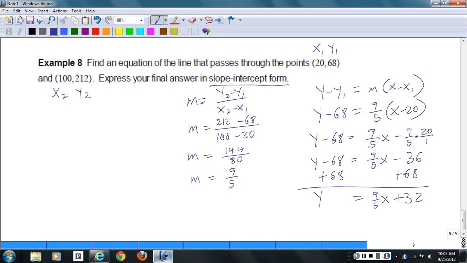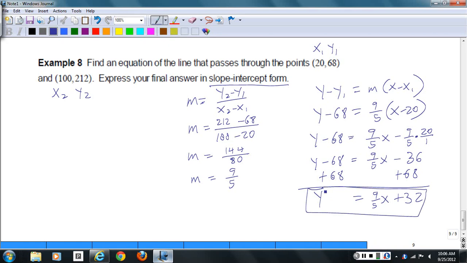We could check this. We could substitute 20 for x and confirm that that gives us 68. We could substitute 100 for x. That's probably not too tough. 9/5 of 100. 5 goes into 100 20 times. 20 times 9 is probably something like 180. What's 180 plus 32? It sounds like 212? Okay. So I feel pretty good about this. This would be, and is, the final answer.